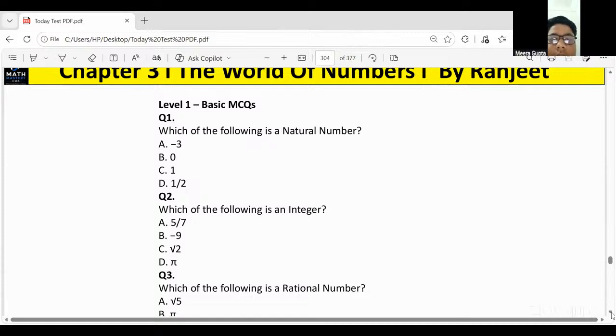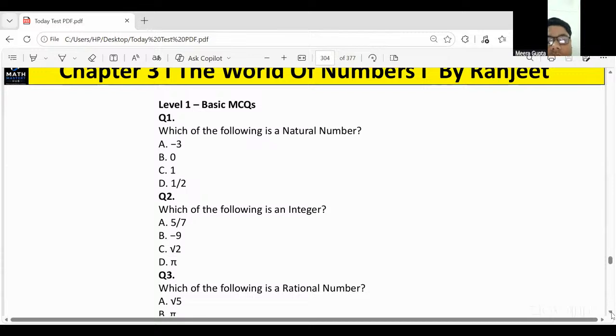Sir, B. Question... is that B? B. 0 is a natural number. No sir, no Arnav, sir. Arnav, tell me what is the right option for question 1? 1 is the natural number. 0 is a whole number.